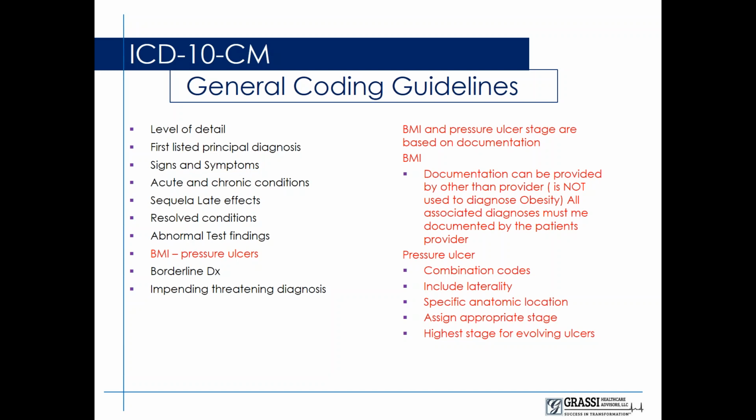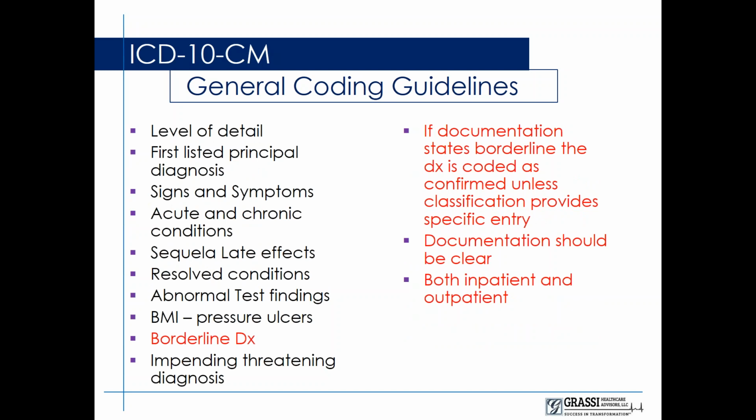And then pressure ulcers, again, be aware there are combination codes, and they include laterality, and they include specific anatomic location, and then making sure that you're assigning the appropriate stage. And then if a patient has pressure ulcers with multiple stages, the highest stage for the evolving ulcers is always listed first. Next slide. I don't think this is applicable.